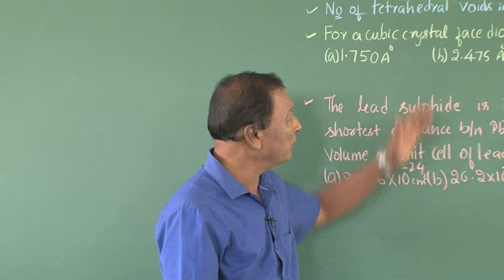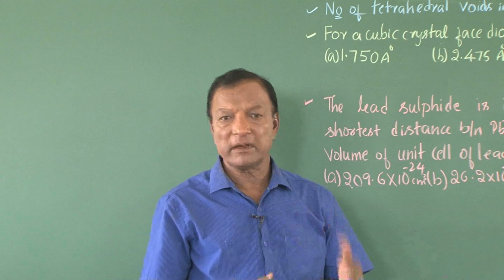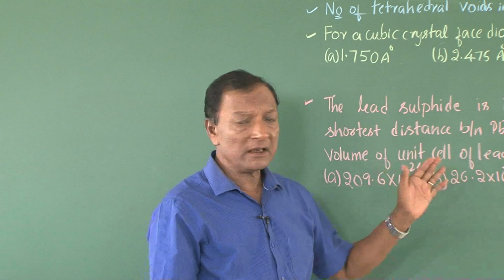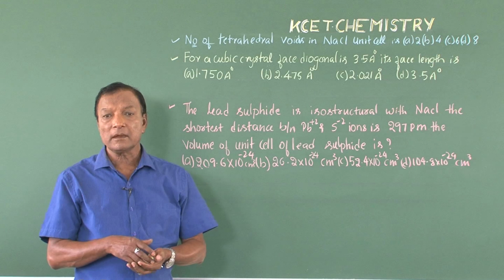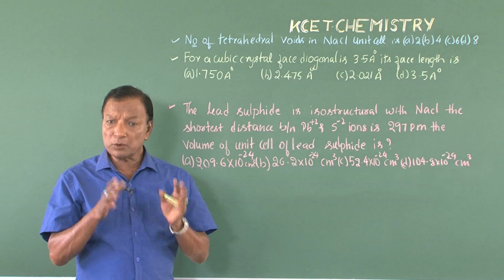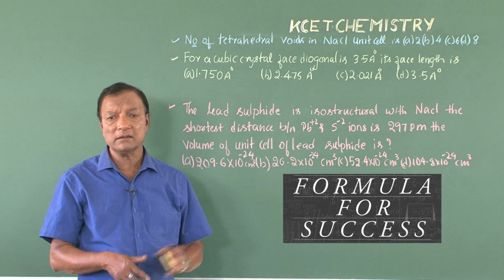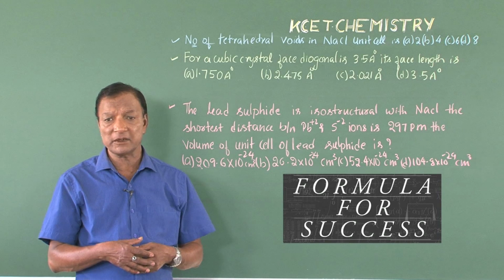In the next, we are having a numerical example. We expect numerical examples also in physical chemistry. And one such here is, for a cubic crystal, face diagonal is 3.5 angstroms and its face length is to be calculated. Most of the time, we have to rely upon the formulae and the relations in solving such problems, because that saves a lot of time in the examination.